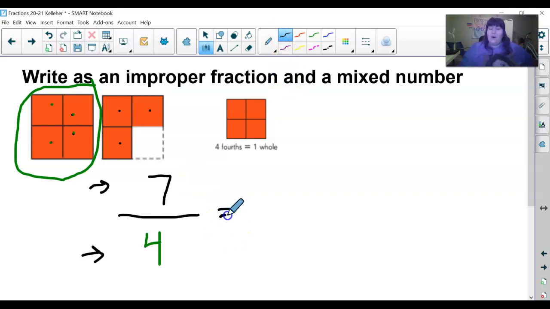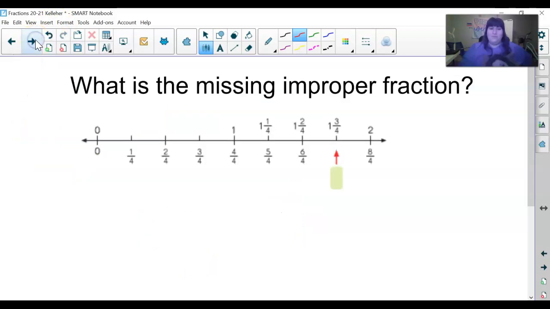But how else could we write that as a mixed number? Well, we have 1 whole square filled in, 1 whole, and then we have 1, 2, 3 extra pieces, and our denominator will remain 4, because 1 whole thing is broken into 4 equal parts. 1, 2, 3, 4. 7/4 or 1 3/4.